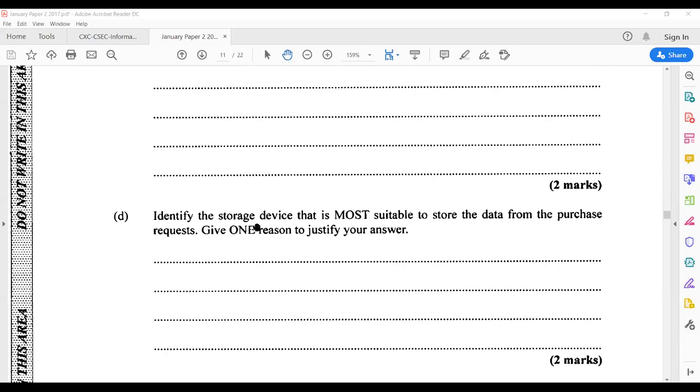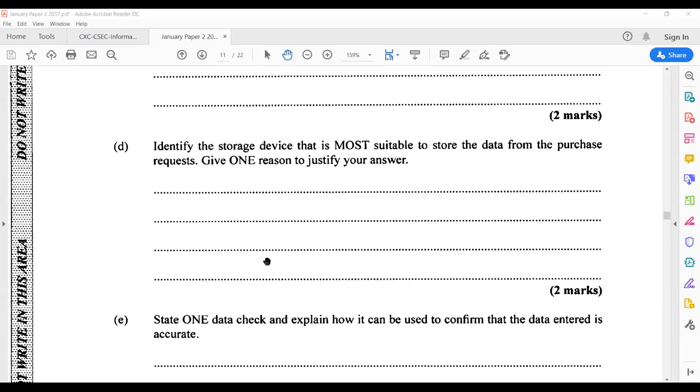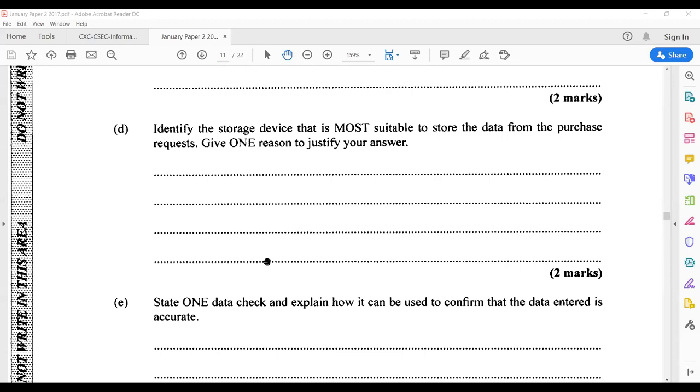And part D, identify the storage device that is most suitable to store the data from the purchase request and give one reason to justify your answer. So what storage device would you use to store data from the purchase request? An appropriate answer here would be hard disk, right? And one of the reasons would be the large storage capacity of the hard disk.